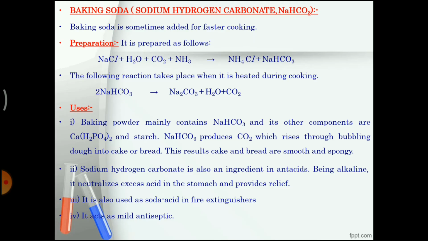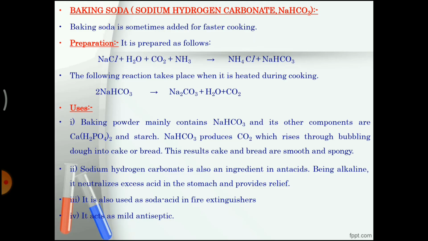Another use is that sodium hydrogen carbonate, baking soda, is also an ingredient in antacids. We already know about antacids. Antacids are used for neutralizing excess acids. Being alkaline, it neutralizes excess acids in the stomach and provides relief from stomach pain.